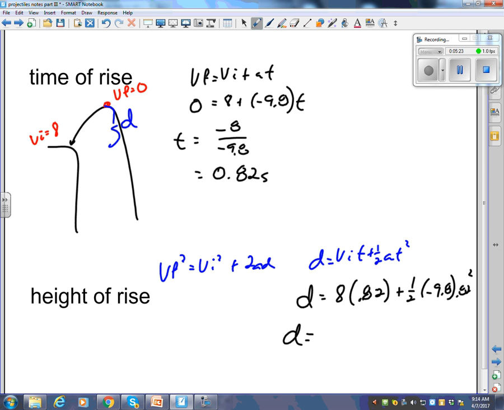8 times 0.82 plus 0.5 times 9.8 times 0.82 squared. Should be able to do it all in one step. It rises only 3.3 meters.